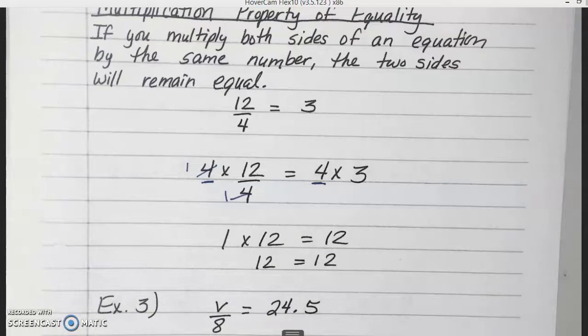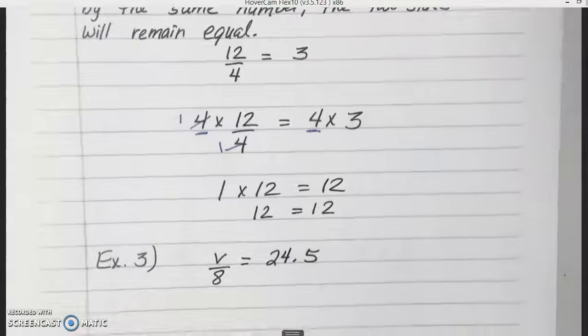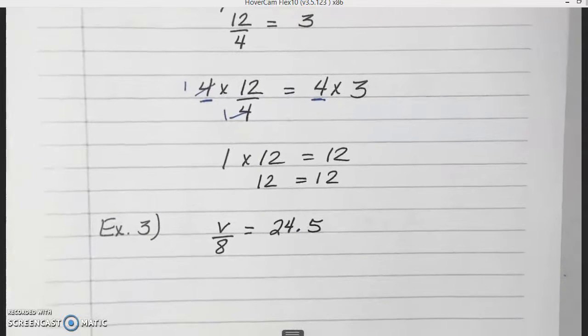This all goes back to whatever you do to one side, you have to do to the other side to keep it balanced. Okay? So all 4 of the ones we've talked about over the past 2 days, the addition, subtraction, multiplication, division. Whatever you do to the left side of the equation, you have to do to the right side of the equation for it to stay balanced. And then there's our example 3.